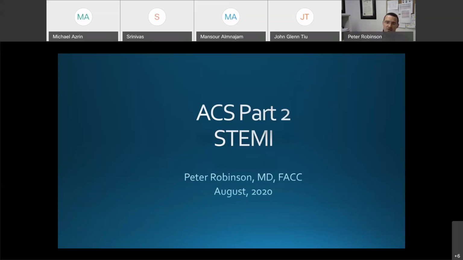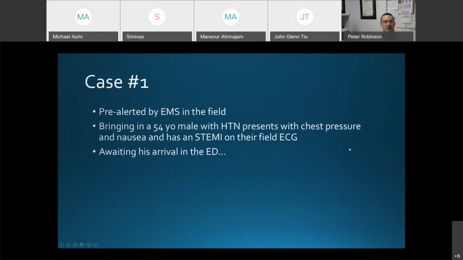Just want to touch base on that. But let's get started. There's a lot to talk about. There we go. So we should start with the case.